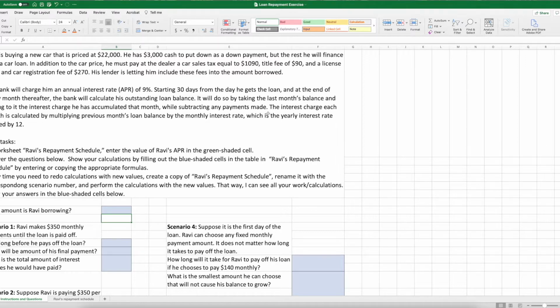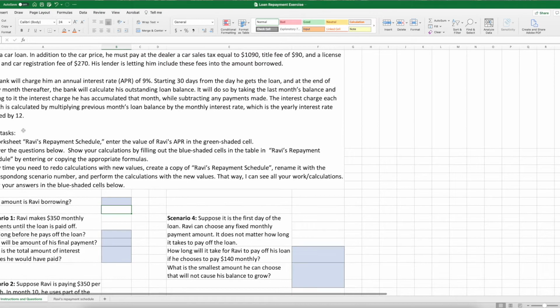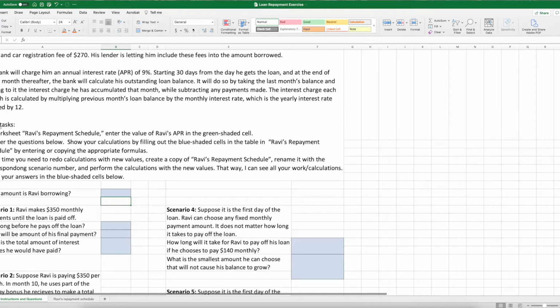Pretty straightforward and intuitive. Now, how is the interest charge calculated? Well, as we read along, it says the interest charge each month is calculated by multiplying the previous month's loan balance by the monthly interest rate. Now, what's the monthly interest rate? We've been given the annual interest rate, but what's the monthly interest rate? Well, it says the monthly interest rate is the yearly interest rate divided by 12. So pretty straightforward. We take this 9% value and divide it by 12, and we get the monthly interest rate. Okay, so what are our tasks?